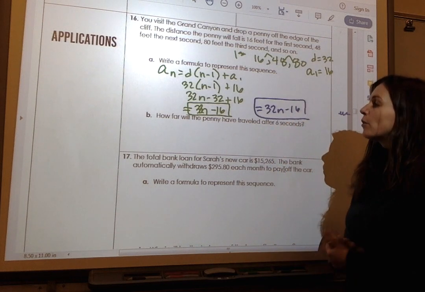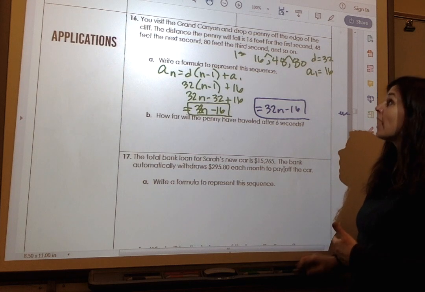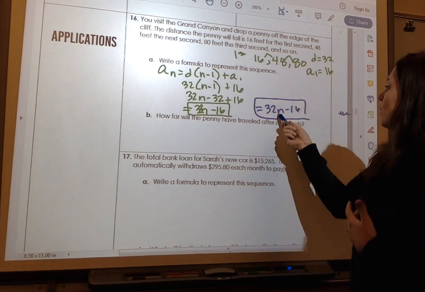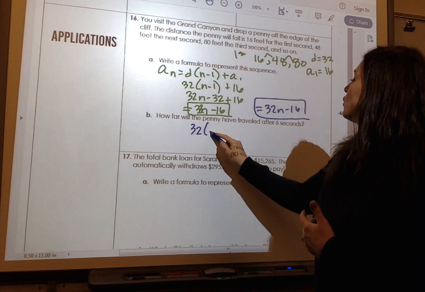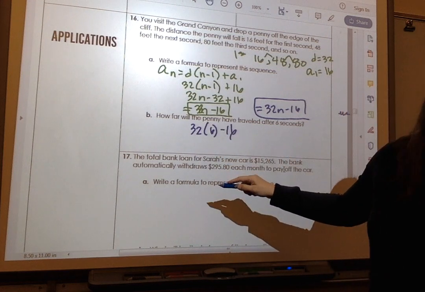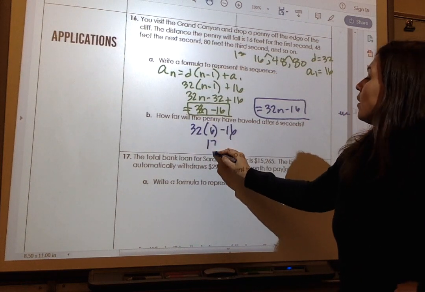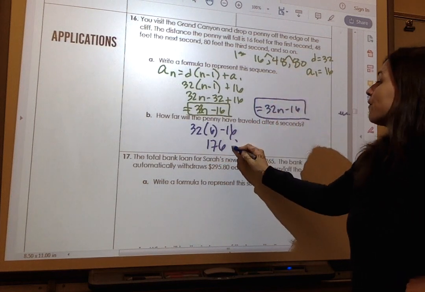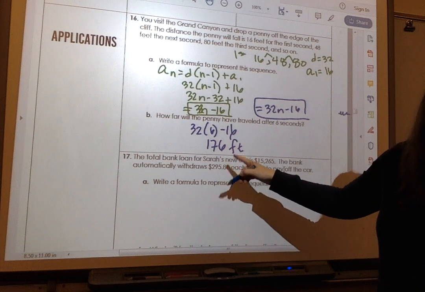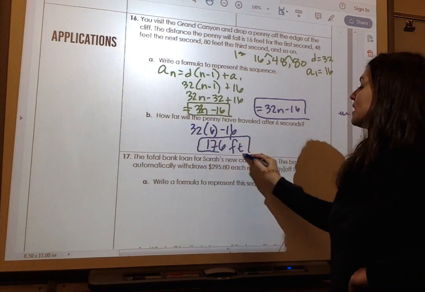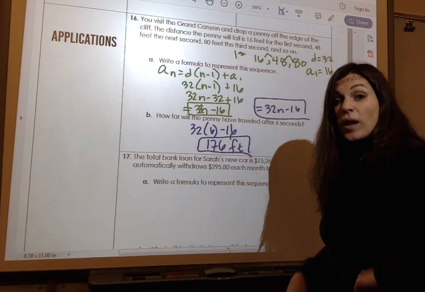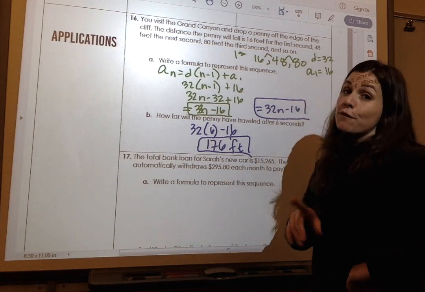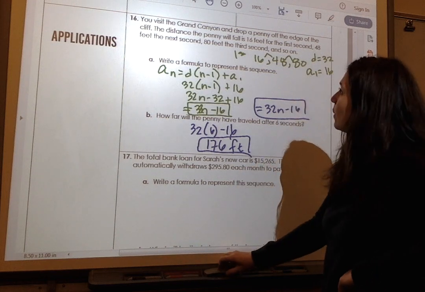So how far will the penny have traveled after 6 seconds? So now I'm looking for the 6th term in my sequence. So I'm just going to plug in a 6 here. 32 times 6 minus 16, and when I do that, I'm going to get 176. And remember what that stands for up here. It stands for feet. So after 6 seconds, the penny will fall 176 feet. So that's kind of cool how that works in certain applications if you know that you have an arithmetic sequence.